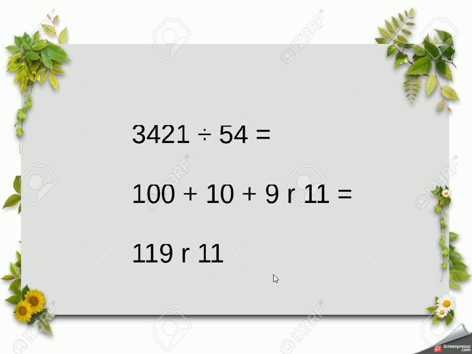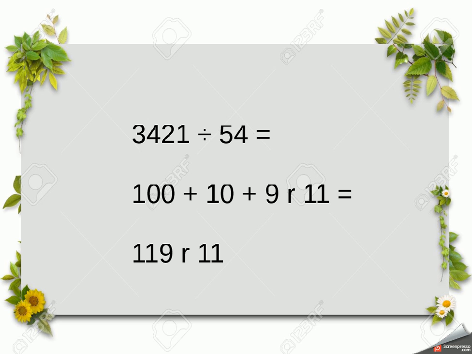So, going back to our original sum, and I apologize for the mistake here, it should say 6,421. 6,421 divided by 54 is 100, that 100 lots of 54 we took out, plus 10, the 10 lots of 54 we took out, plus the 9 lots of 54, and the remainder of 11. So the answer is 119 remainder 11.